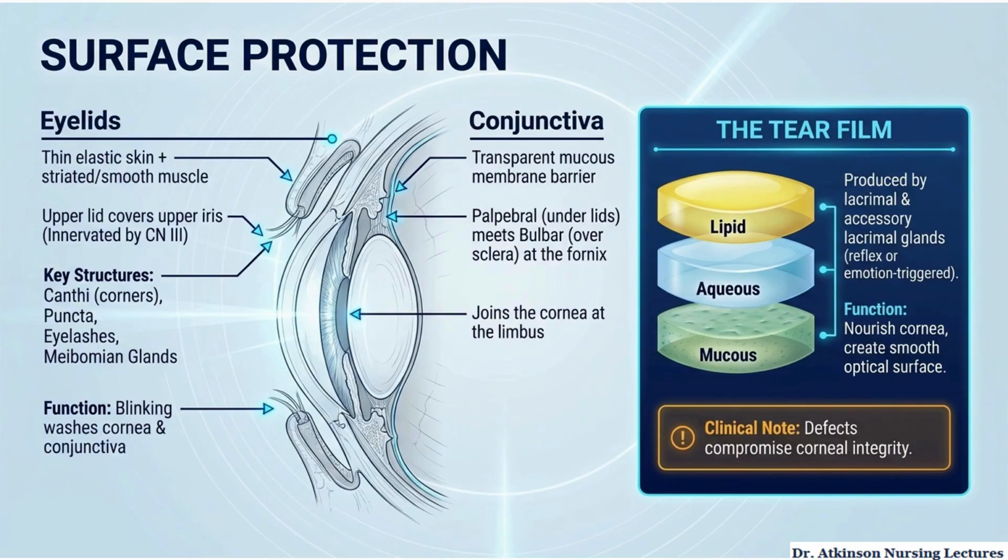The tear film contains lipid, aqueous, and mucus layers produced by the lacrimal and accessory lacrimal glands. These layers nourish the cornea and create a smooth optical surface. Defects in the tear film can compromise corneal integrity.